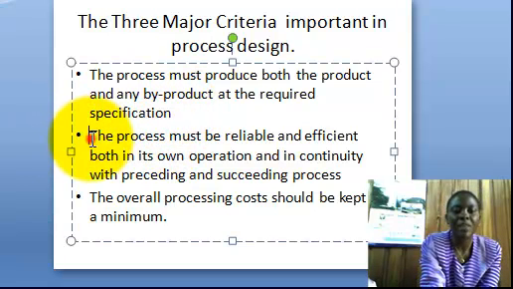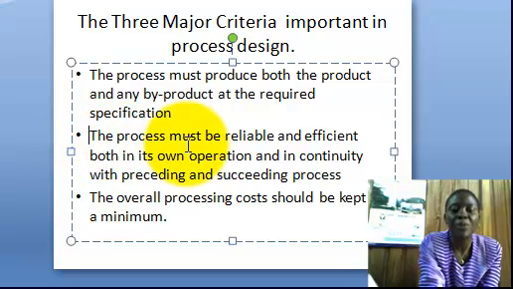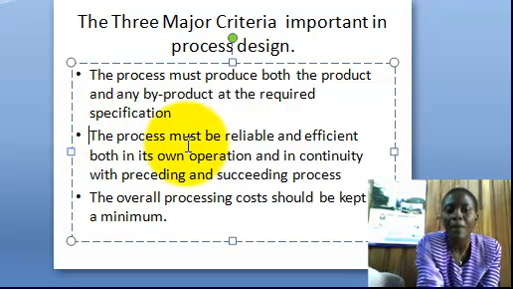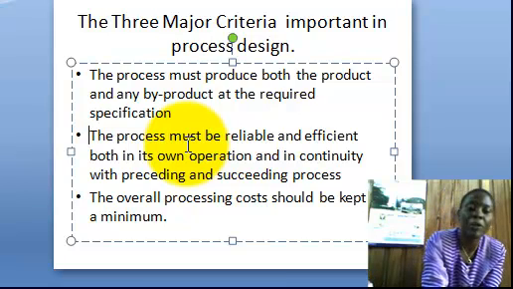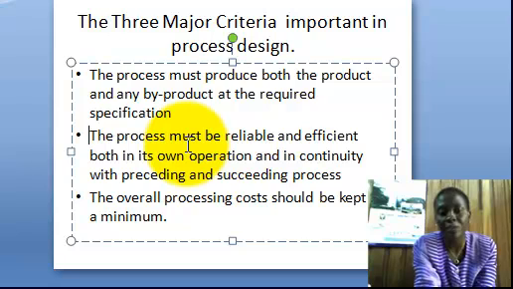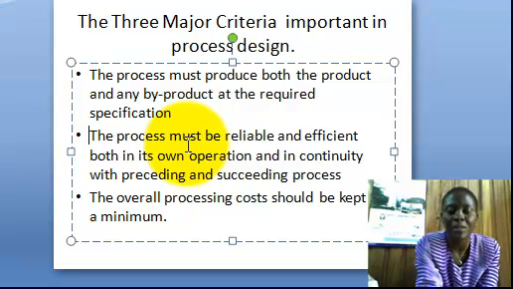Secondly, the process must be reliable and efficient, both in its own operation and in continuity with preceding and succeeding process. What is meant by that is that you must be able to reproduce it anytime, and also in relationship to other processes that have come before it or are coming after it. It must be efficient. No time wasting, no wasting of materials.